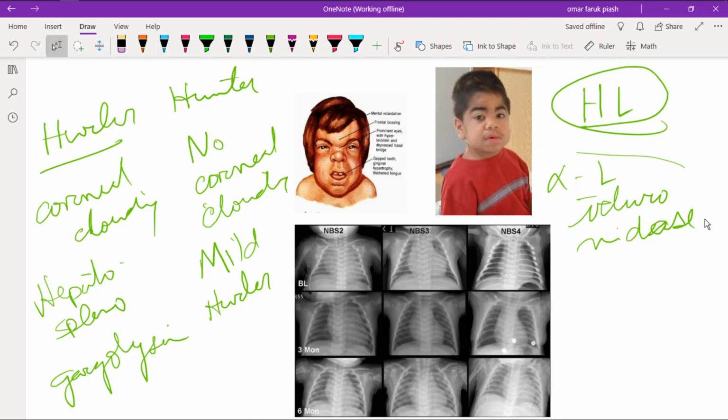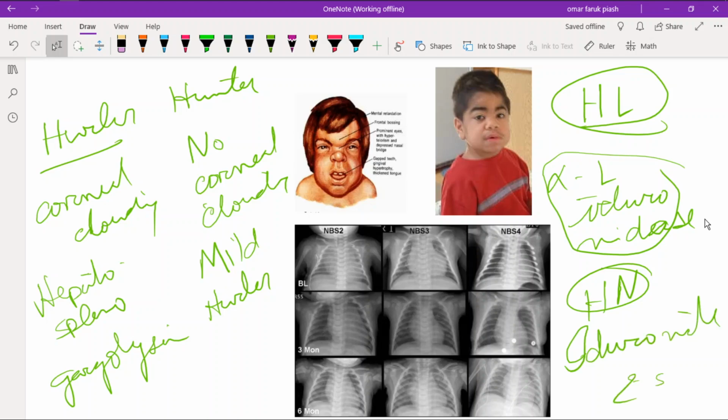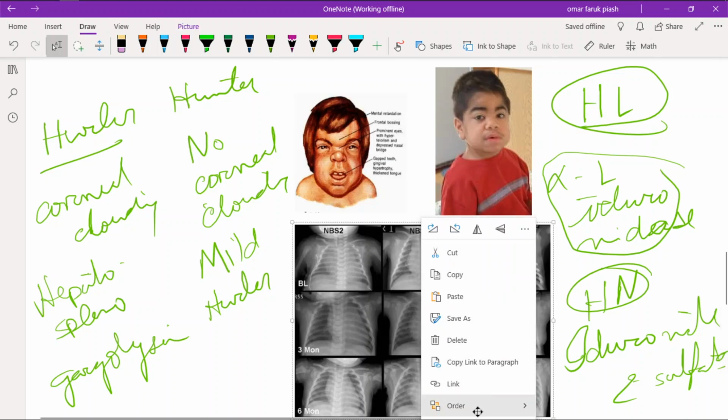Iduronate 2 sulfatase is the enzyme which is deficient in Hunter syndrome, whereas in Hurler syndrome it is a different enzyme. Hunter syndrome is X-linked recessive.